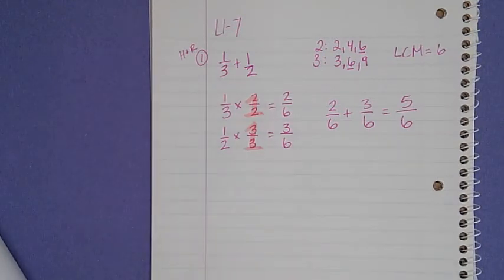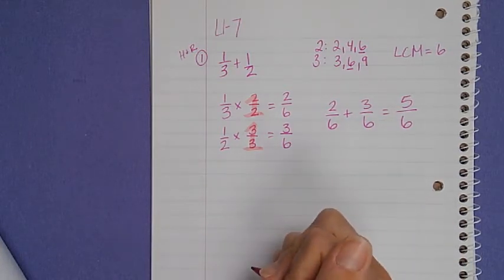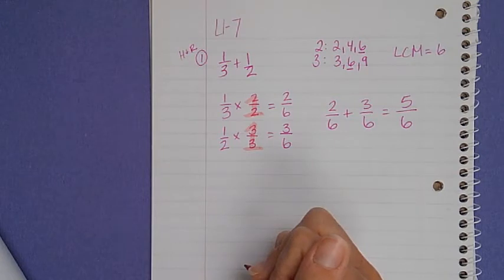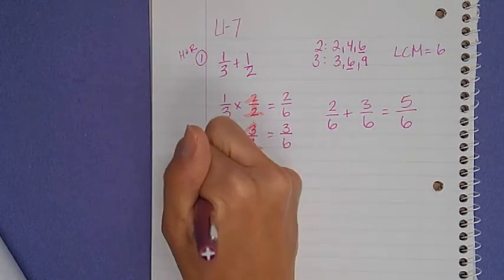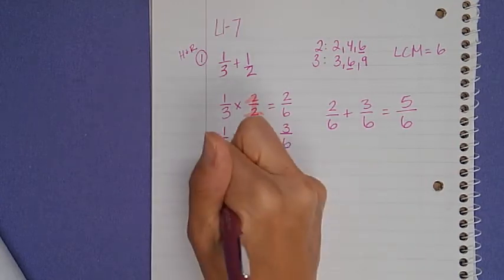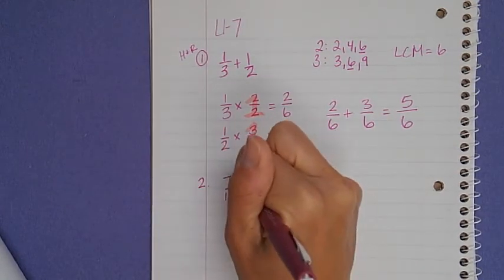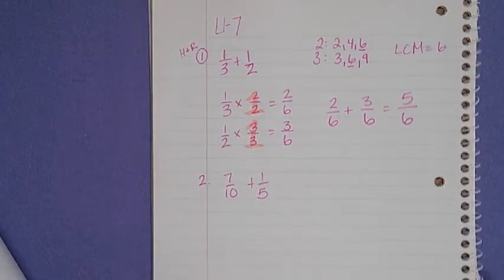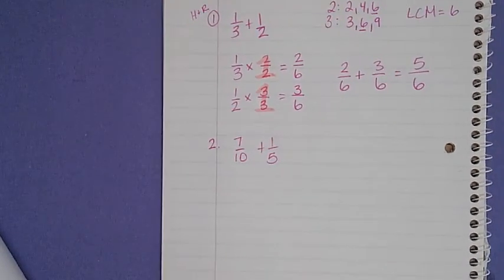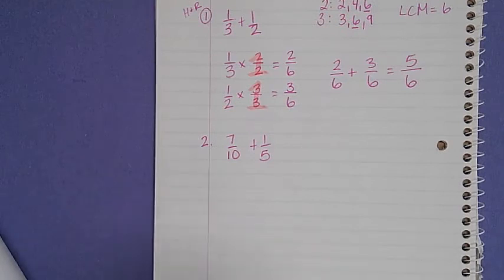So I'm going to do one more for you, and that's going to also be one that has not common denominators. We'll do number 2. This will help you with your homework. This is a little bit different. We look at our denominators, they are not the same, which means that we need to change them.